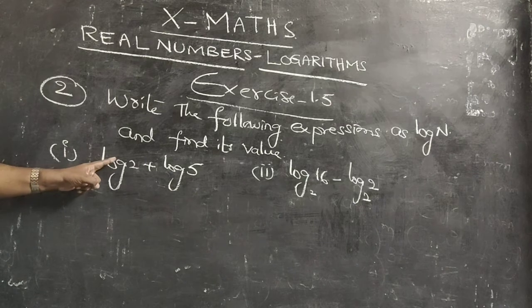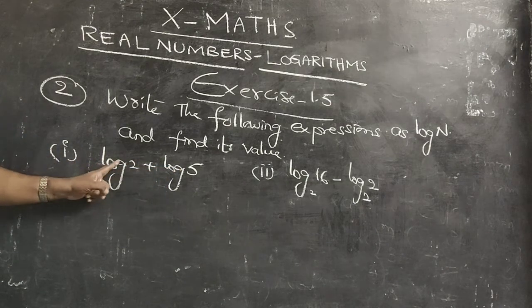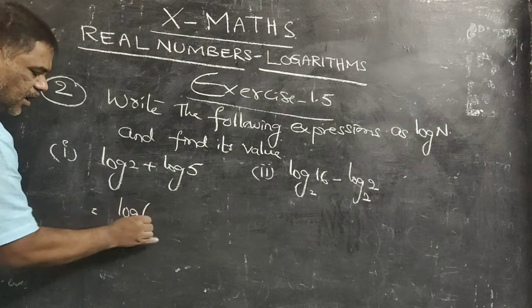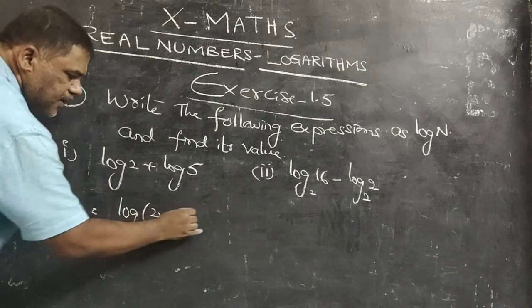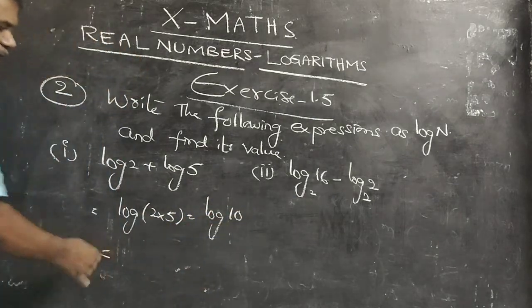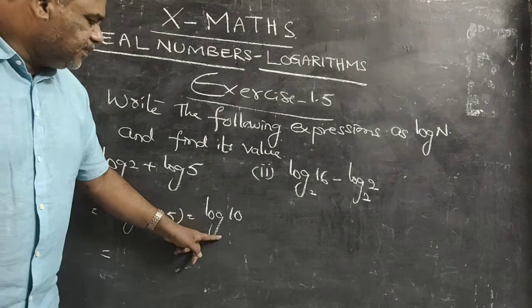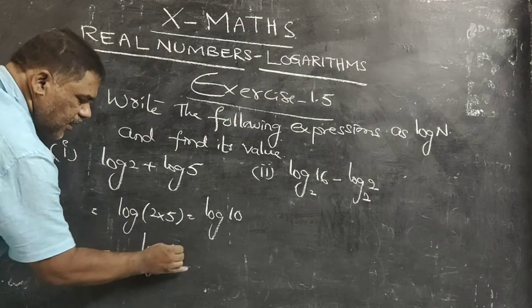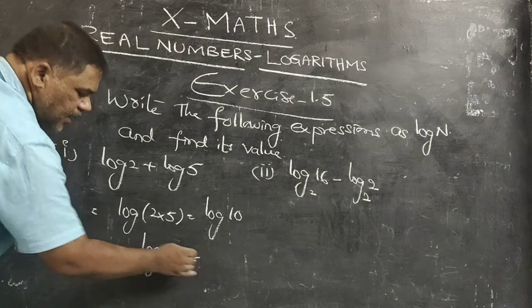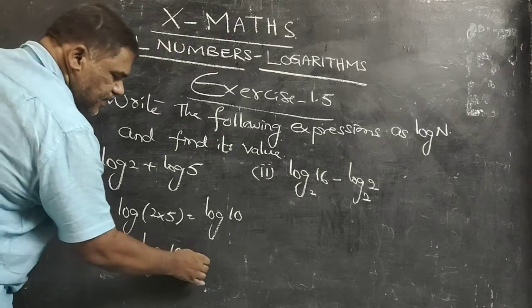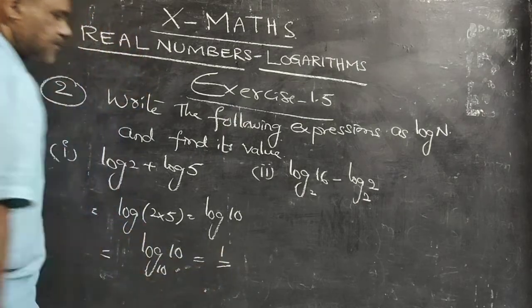Here this is in the form of log a plus log b. Log a plus log b is log a into b, that is log 2 into 5. Log 2 into 5 is 10, log 10. In logarithms, if base is not mentioned, it is considered as 10. So we can write it as log 10 base 10. Logarithm of a number with itself as the base, if these two are same, then the answer is 1.